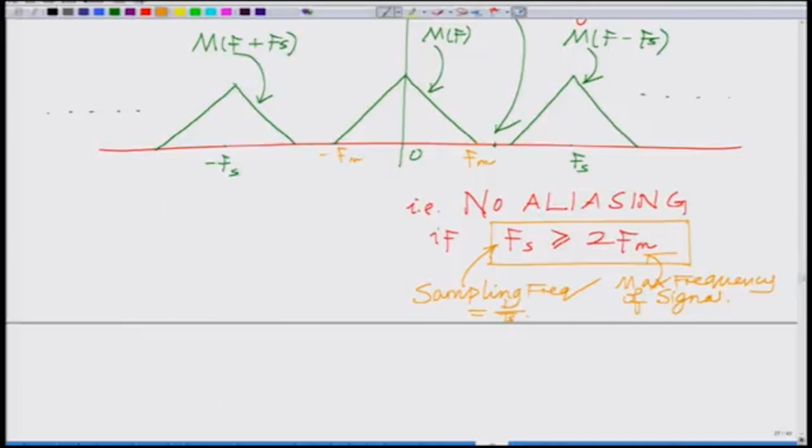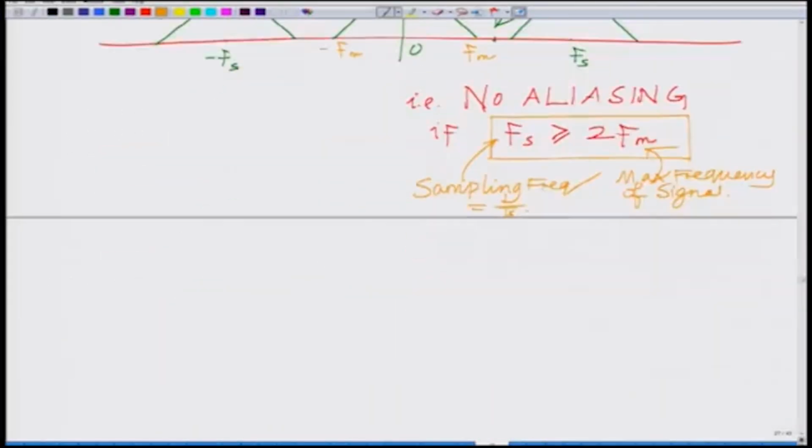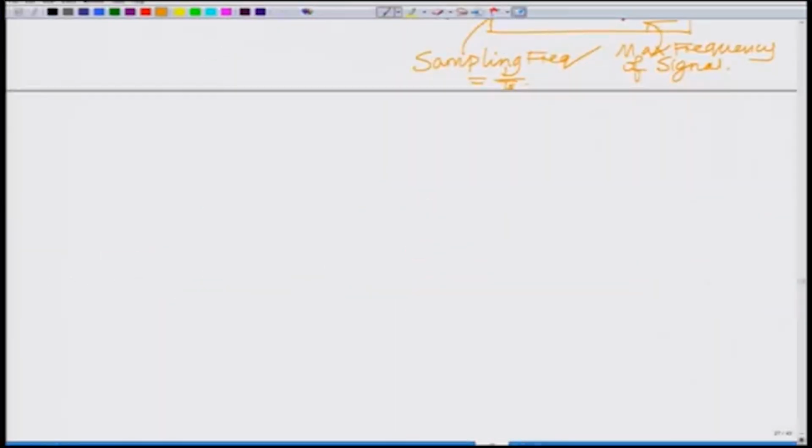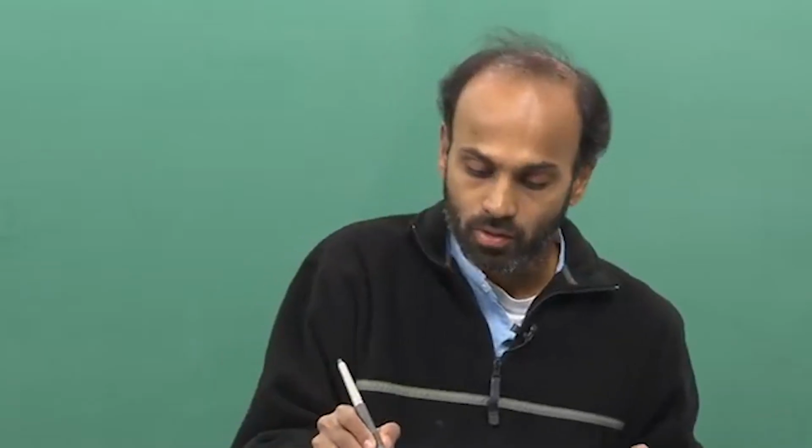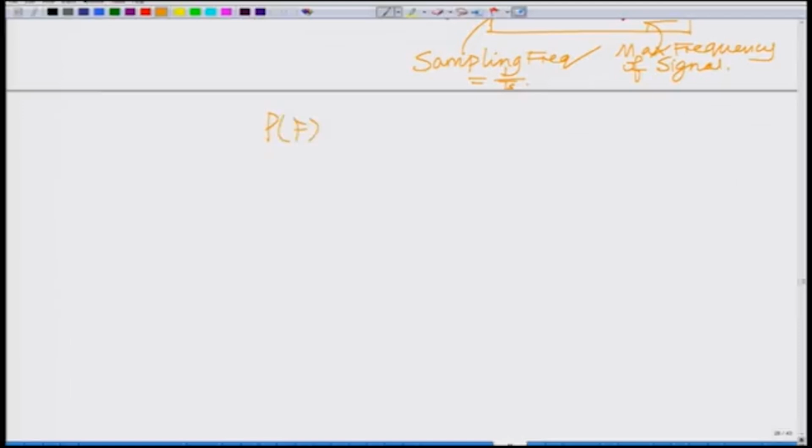Now, we need to find P of f. P of f is the Fourier transform of the pulse p of t. So, we need to find P of f, which is the Fourier transform of p of t.